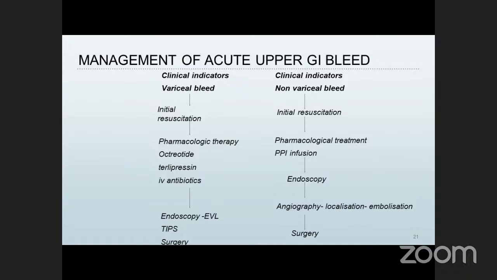ligation. If the patient is refractory to this, go ahead with transjugular intrahepatic portosystemic shunting, TIPS, or surgery is required only in cases where there is splenic vein thrombosis, in which case we have to go ahead with splenectomy.